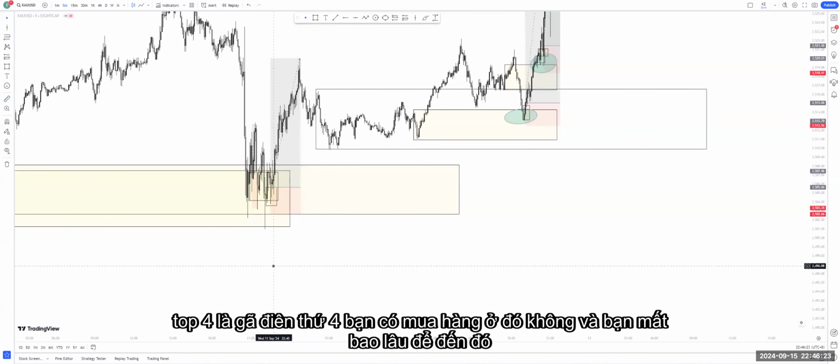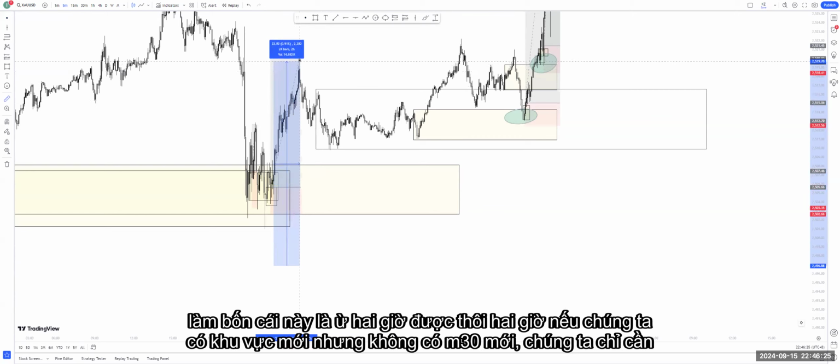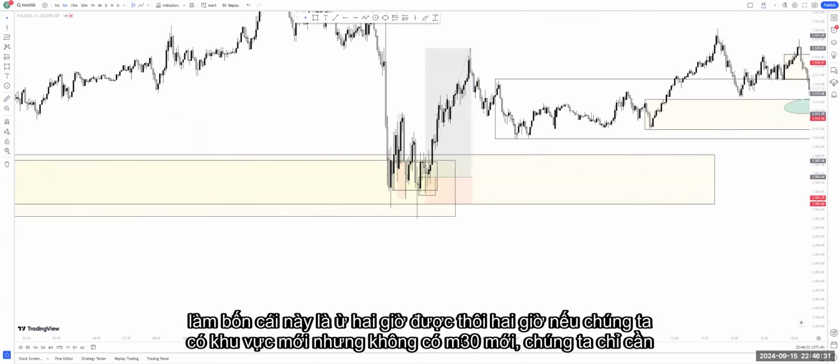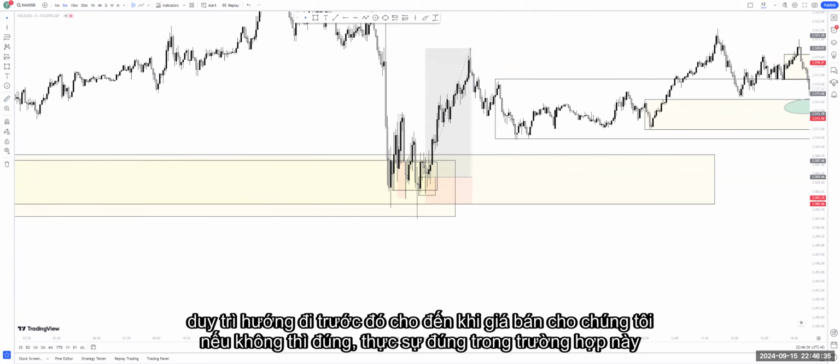You take a buy over there, and how long does it take you to make this 4R? Yeah, 2 hours. Okay, 2 hours. If we have a new zone but no new M30, do we just maintain the previous direction until price tells us otherwise? Yes, exactly.